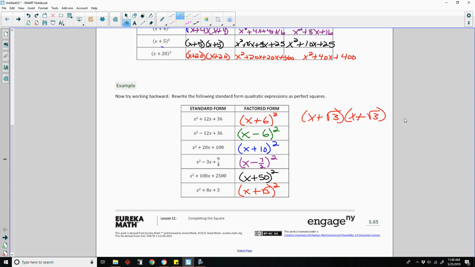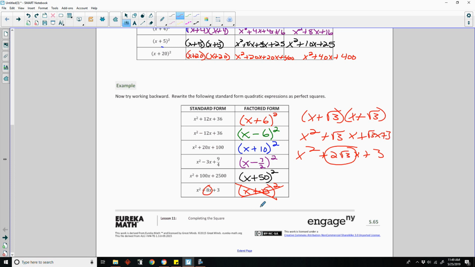If this was my answer, and I did the distributive property or FOIL, x times x is x squared, x times the square root of 3 is the square root of 3x, plus the square root of 3 times x is square root 3x, or x square root 3, and the square root of 3 times the square root of 3 is 3. And then that will give me x squared, and then when I add these, it would be plus 2 square root 3 times x plus 3.